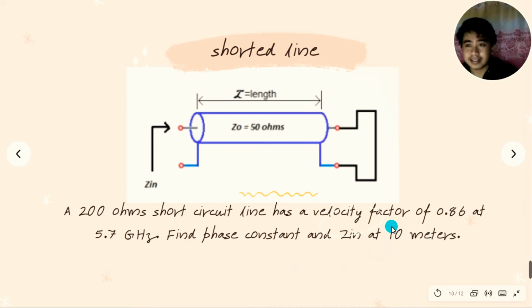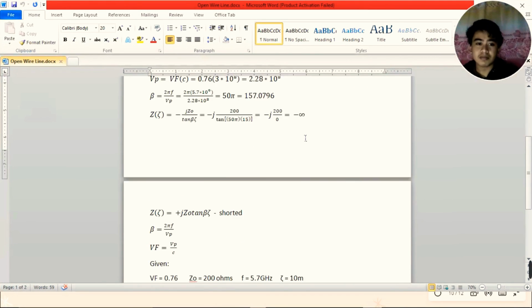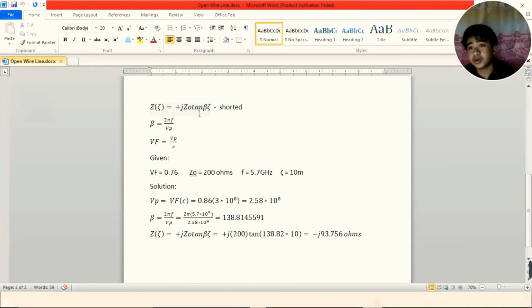Let's go to my solutions real quick. As you can see, this is the formula for our shorted line, beta, and our velocity factor. Same process as earlier. We solve for the phase velocity using the formula for velocity factor: 0.86 multiplied by the speed of light, 3 times 10 raised to 8, gives 2.58 times 10 raised to 8. That's a big number. Beta is 2 pi f over Vp, the phase velocity, and the answer is 138.814559. This is the exact value that I got in the calculator. That's all it can display.